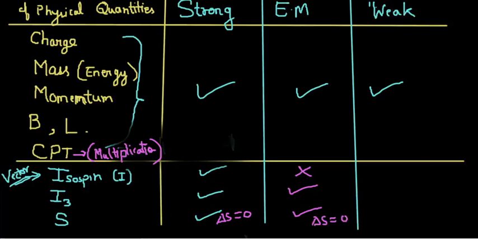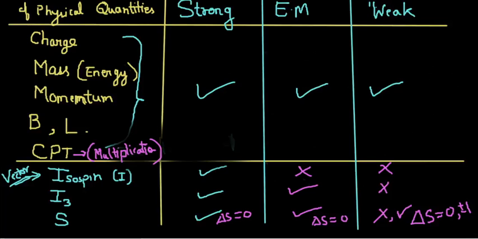But in weak interaction, nothing is conserved. Isospin is not conserved, the third component of isospin is also not conserved, and even strangeness is not conserved. In weak interaction strangeness may or may not be conserved, but the condition is that delta S must be 0 or plus minus 1. That's it. It cannot be greater than plus minus 1. So these are some conservation laws.